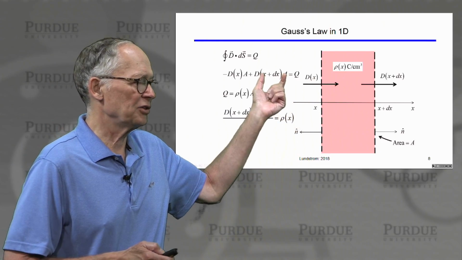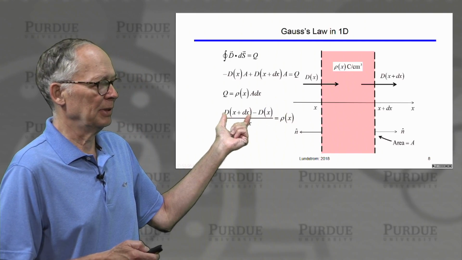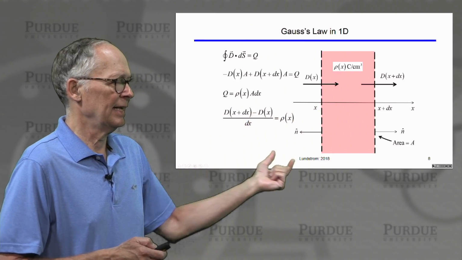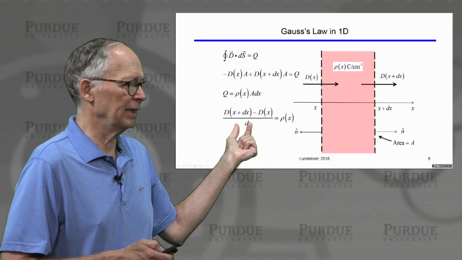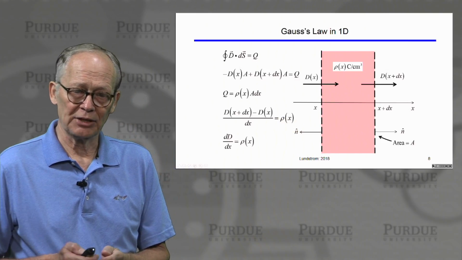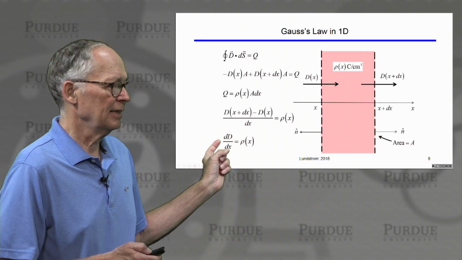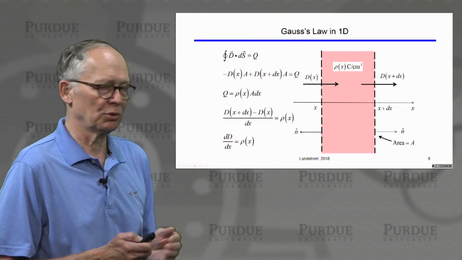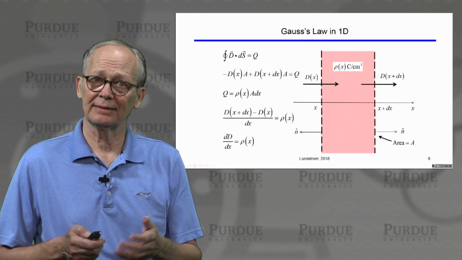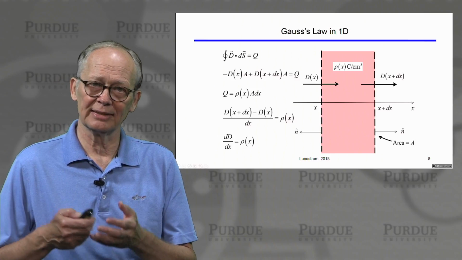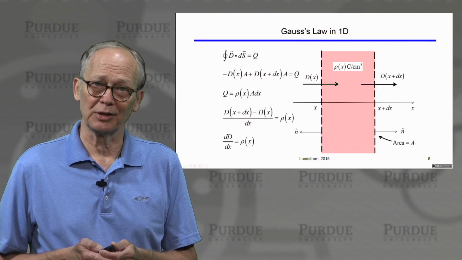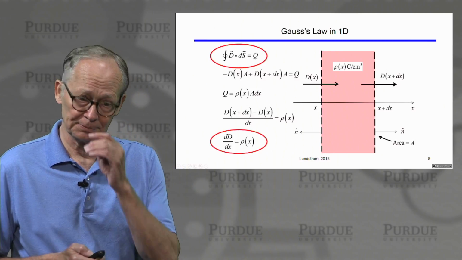And then I can rearrange this equation. The displacement vector at x plus dx minus the displacement vector at x divided by dx, I'll divide through by dx, is equal to the space charge density. So when I do that, I recognize a derivative. This says dD/dx is equal to rho. I have a simple equation for the displacement field, and since the displacement field is dielectric constant times electric field, I have a simple equation for the electric field, and that's what I'm after, my third equation.